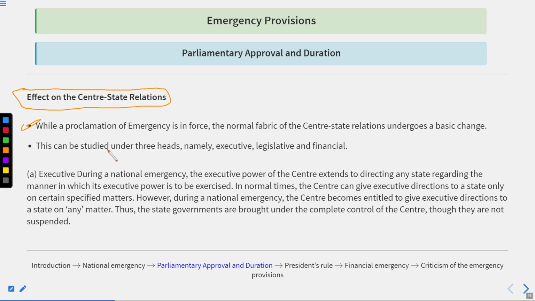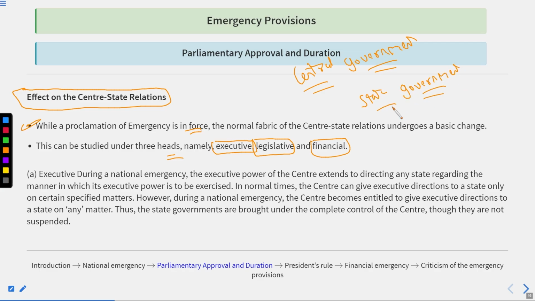While a proclamation of emergency is in force, the normal fabric of the center-state relations undergoes a basic change. This can be studied under three heads: the executive, the legislative, and the financial. Why? Because these are the power divisions between the central government and the state government. The power is divided between them on the basis of these three categories. So the first category is the executive.